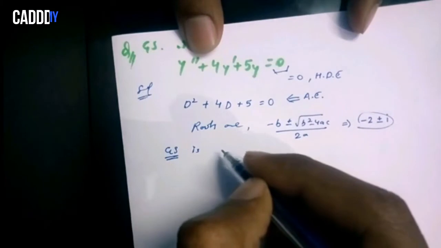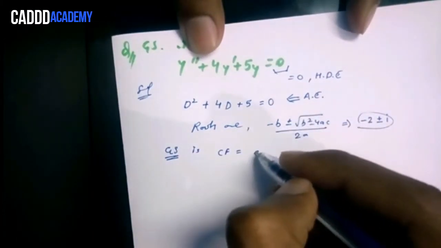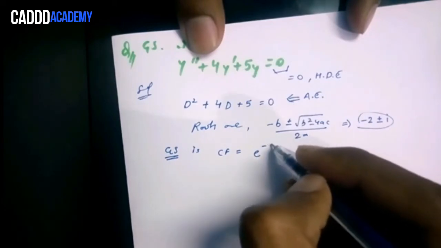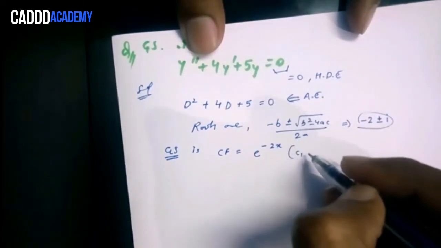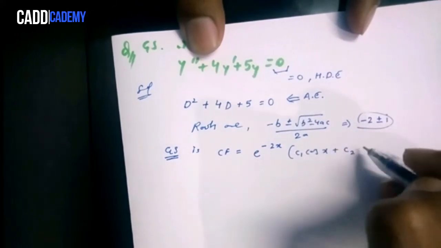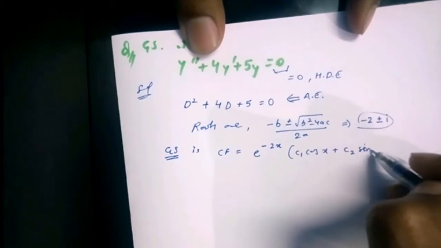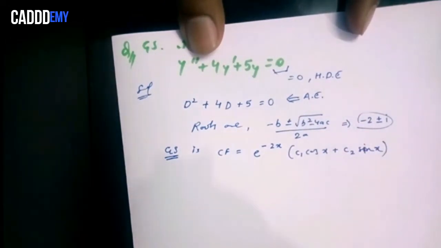the complementary factor as e to the power minus 2x (c1 cos x plus c2 sin x). Okay, c2 sin x.